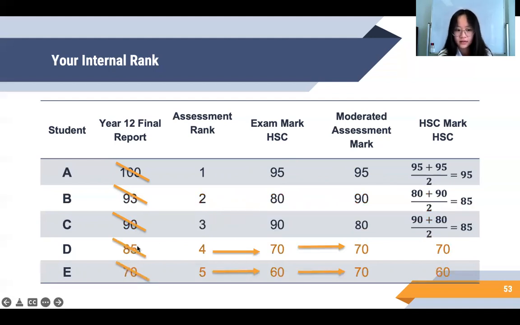Okay, and student D and E, pretty self-explanatory. They ranked 4th and 5th, and the HSC exam marks were 70 and 60. They moderated, and this is the average. This can be quite confusing. So does anybody have any questions so far?